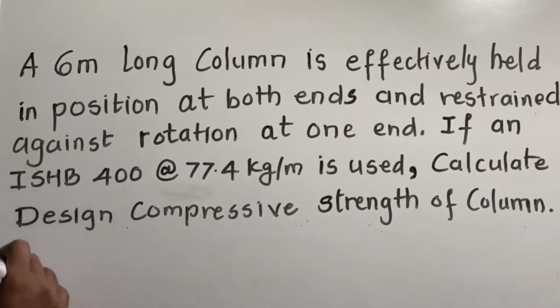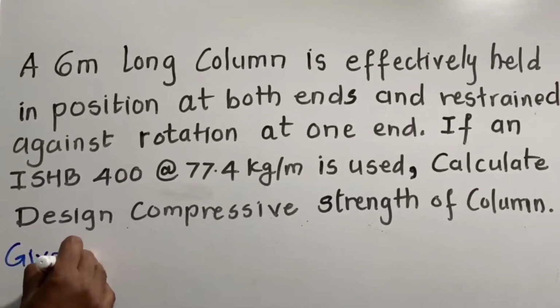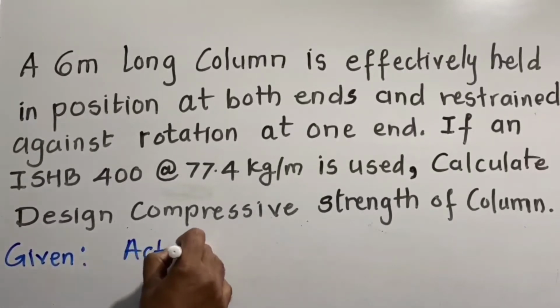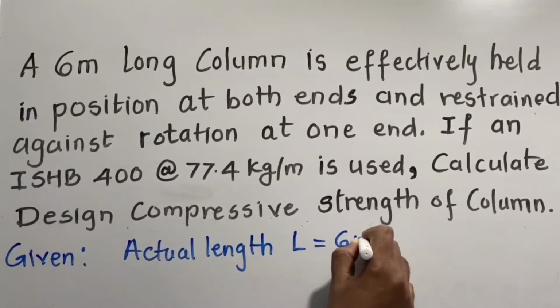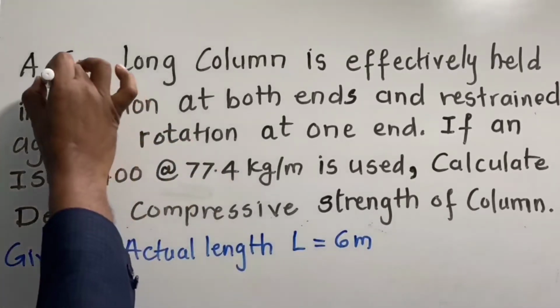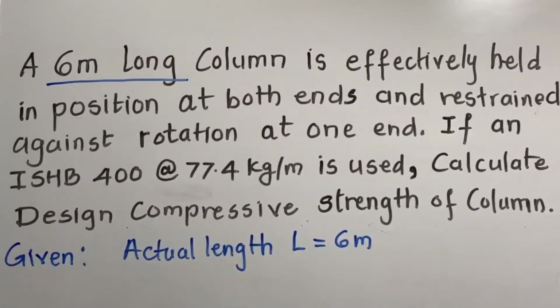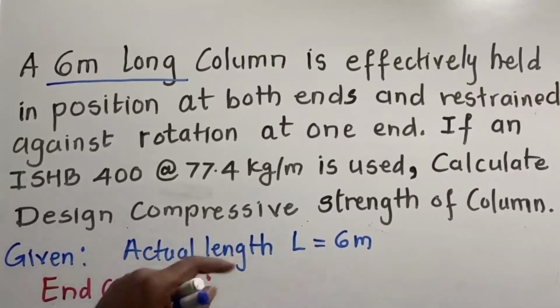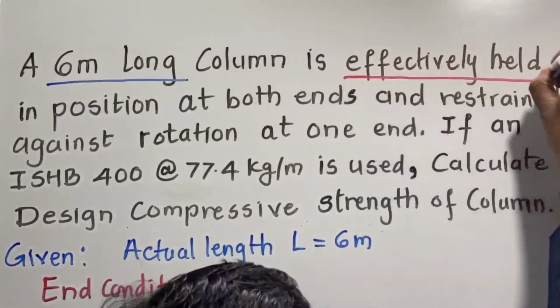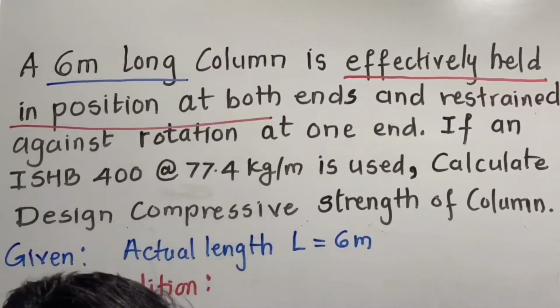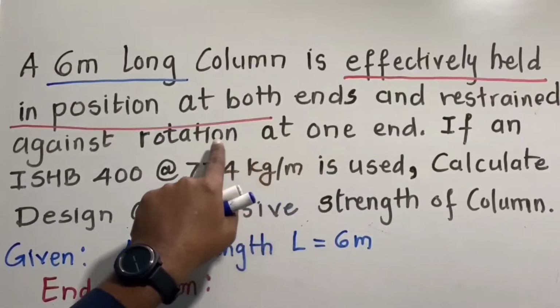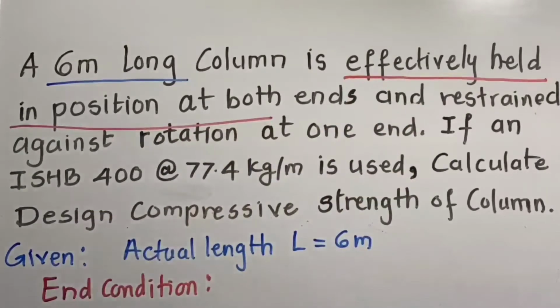Now for solving this numerical, the given data which we have: the actual length of column L is given as 6 meter. Then the second condition, the end condition. For the end condition it is given that it is effectively held in position at both ends and restrained against rotation at one end.